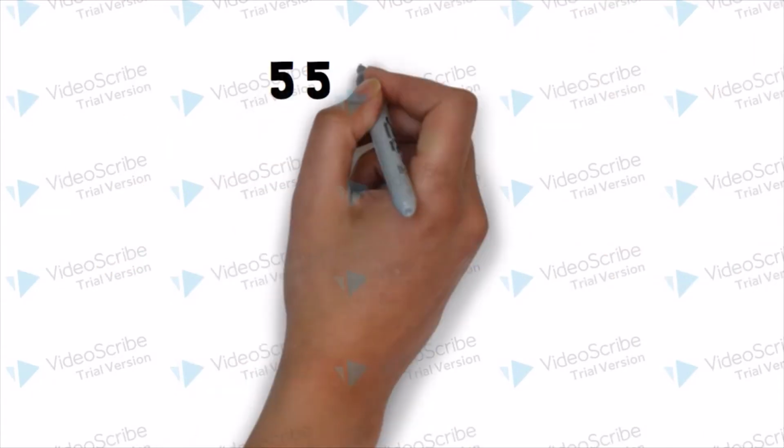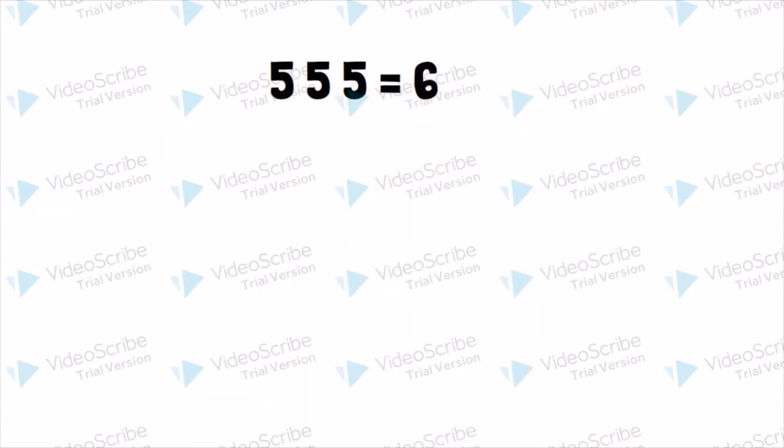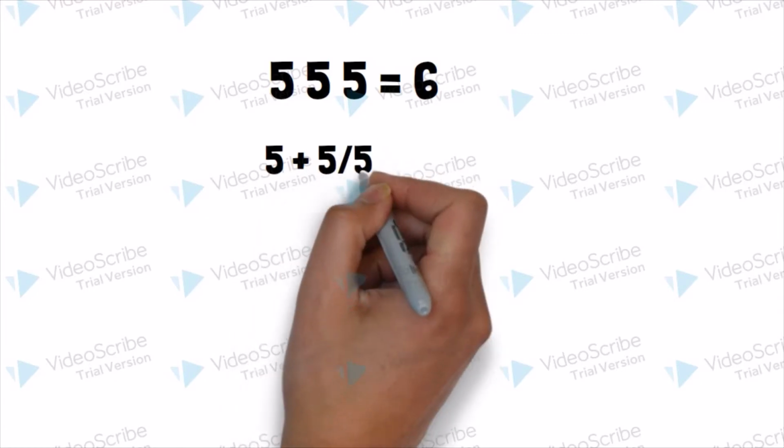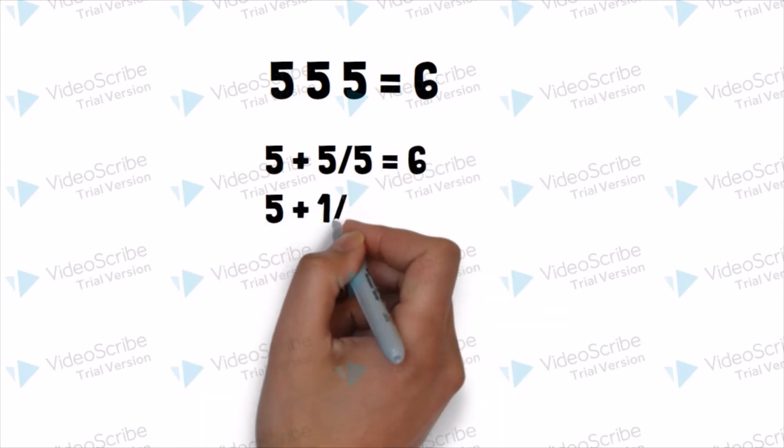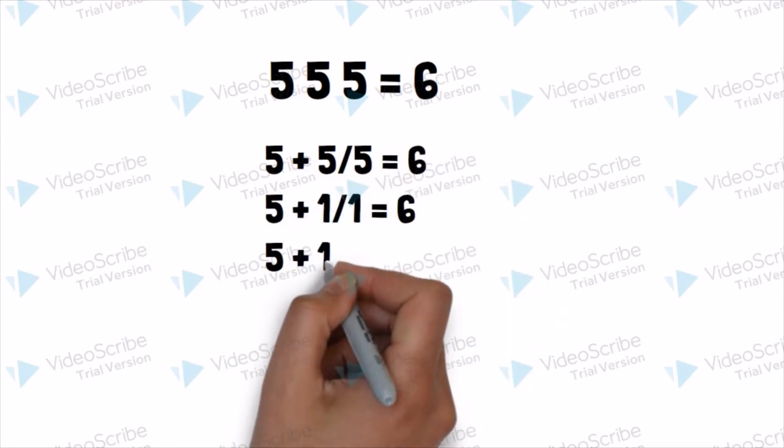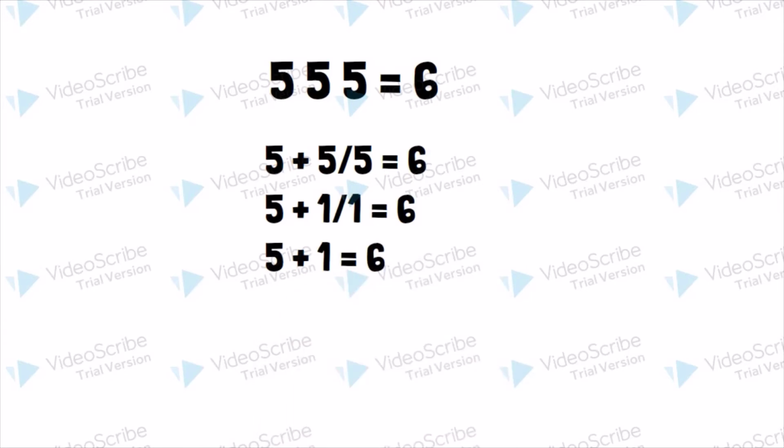Moving forward, let me take 5, 5, 5 equal to 6. Now we can solve it as 5 plus 5 minus 5 by 5 equal to 6. We can write it as 5 plus 1 equal to 6. Let me write it apart.